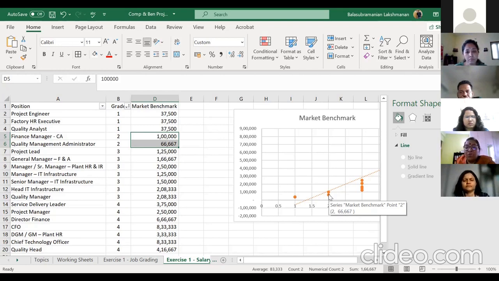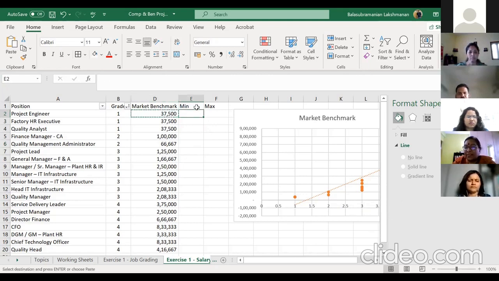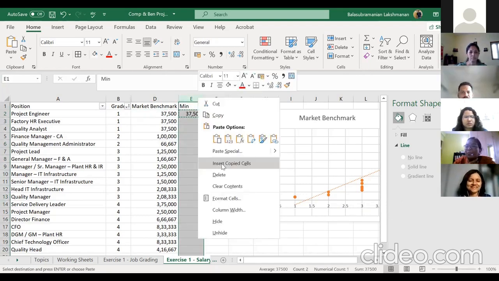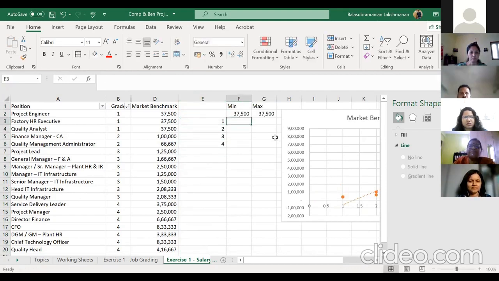So minimum, maximum. You can write there grade 1. Quickly, what you need to do is, for every grade, your salary range will be: the position with the lowest salary becomes the min, and the position with the highest salary in that grade becomes your max. Grade 1 we have only 1 salary, so it becomes absolute, but I will tell you how we then make it a range. And grade 2 is 66,667 to 1 lakh.